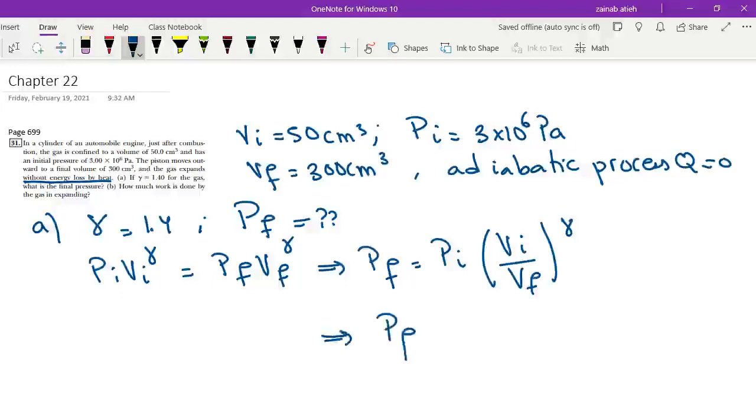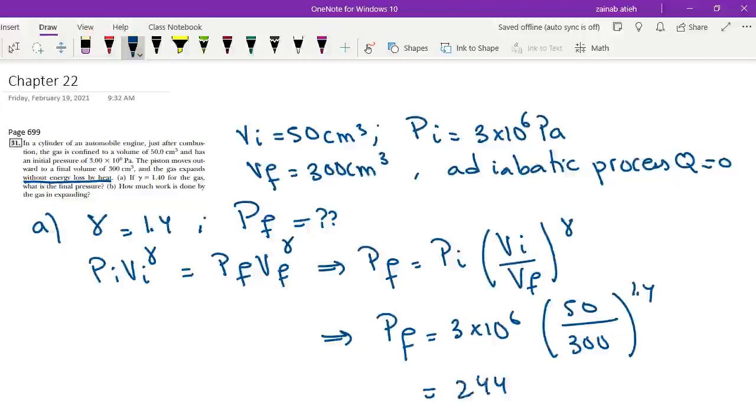So P final is equal to 3 times 10 to the power 6, times V initial 50 over 300, to the power 1.4. Using your calculators, you will get 244,179.6 Pascal. So this is the final pressure.